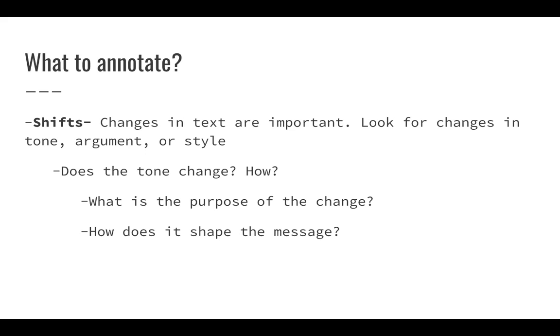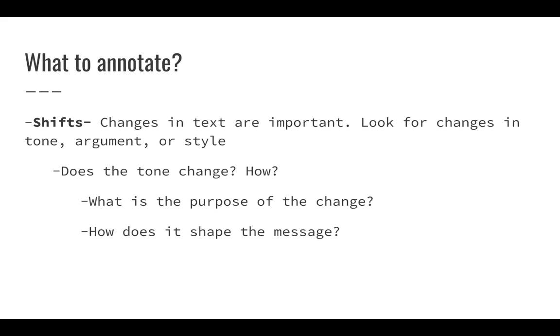Another thing to annotate for, and this becomes very important when we think about how to organize our responses to these rhetorical analysis prompts, would be shifts. So we're looking for changes. Those are really, really important. And that might be in tone, it might be in argument, it might be in style, it might be in purpose. So an author might have an overall purpose for the whole piece, but there might be a micro purpose within a paragraph or even within a sentence. So we have to look at the purpose of particular word choices, the purpose of paragraphs, and some of those things might be shifts that we annotate for.